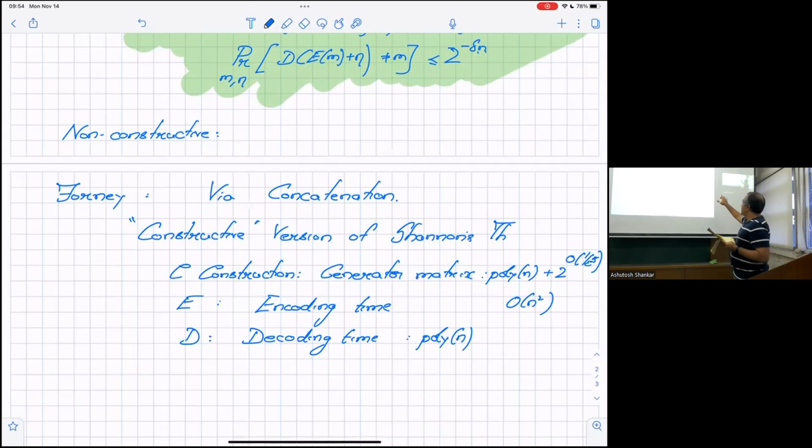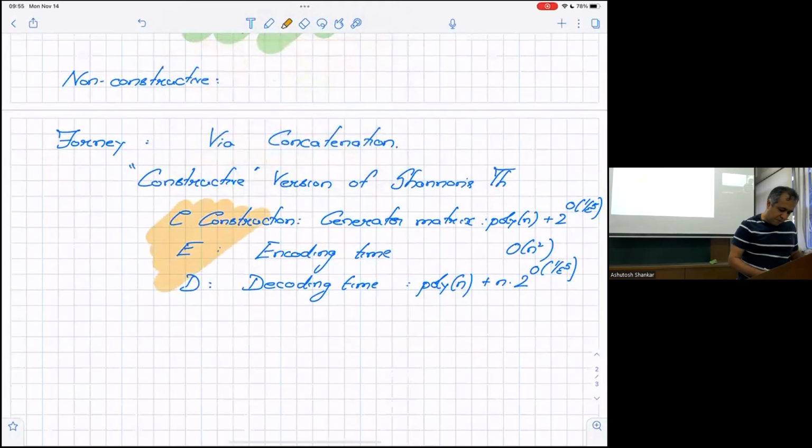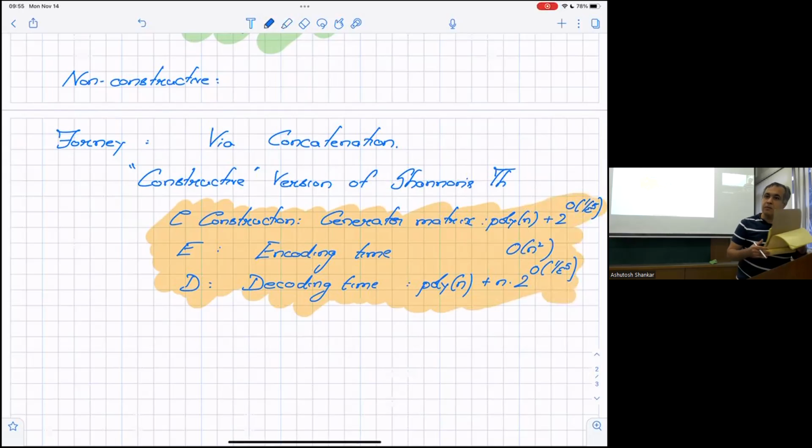The search for the generator matrix will take polynomial in n plus 2 to the order 1 over epsilon to the 5. The encoding will be n square, that doesn't get altered, but the decoding also incurs a time 2 to the order 1 over epsilon. And the construction can be made polynomial, as shown by Rosen. The construction part can do the 2 power 1 by epsilon, by Rosen.